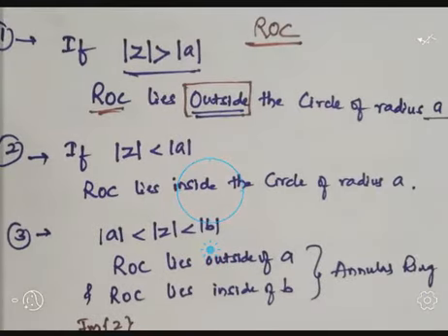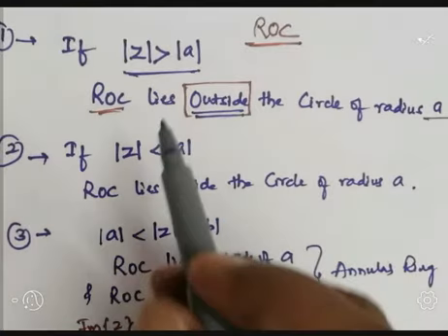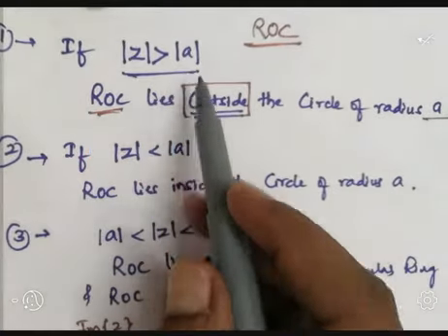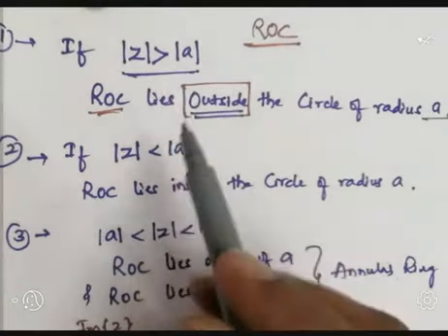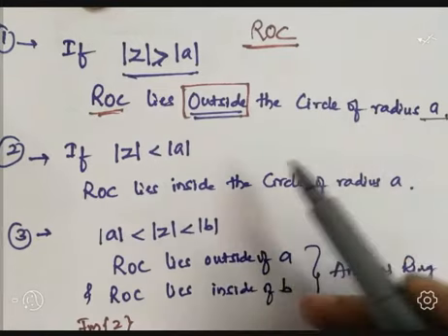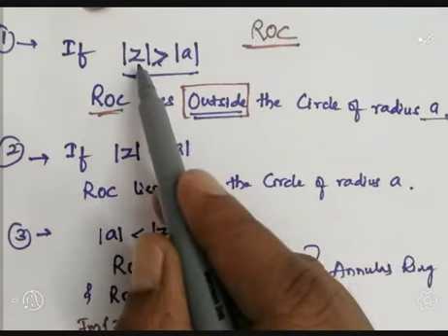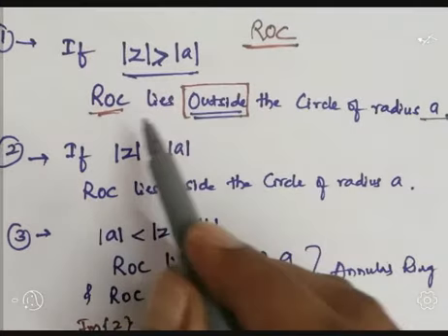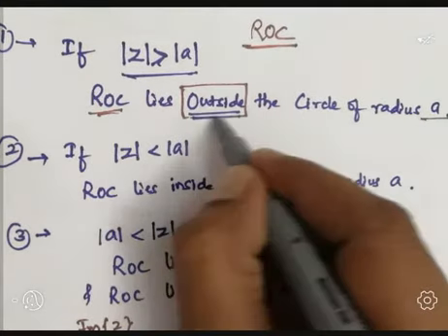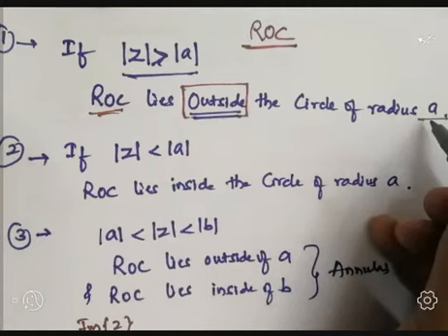Let's see three cases of ROC. First case is mod of z is greater than mod of a, where a stands for the radius of the circle on the z plane. Mod z indicates that it is about ROC. Mod z greater than mod a means ROC lies outside the circle of radius a on the z plane.